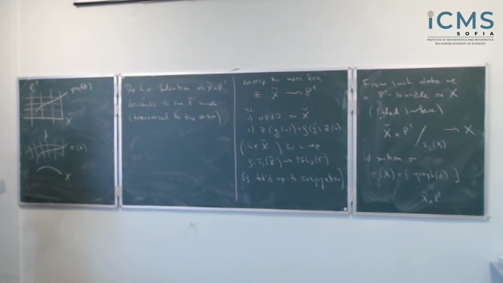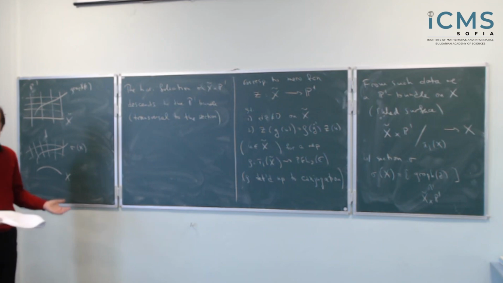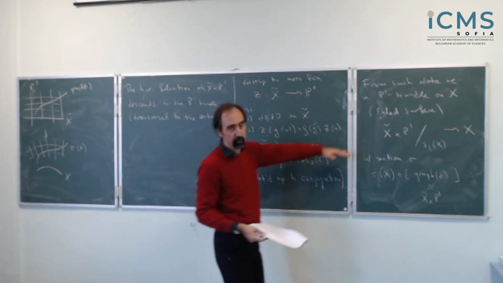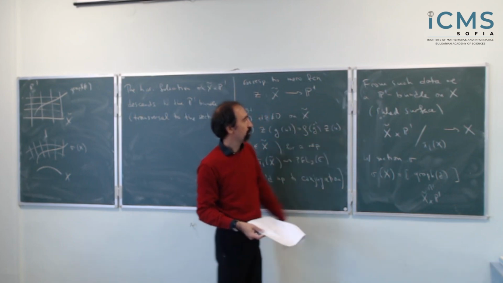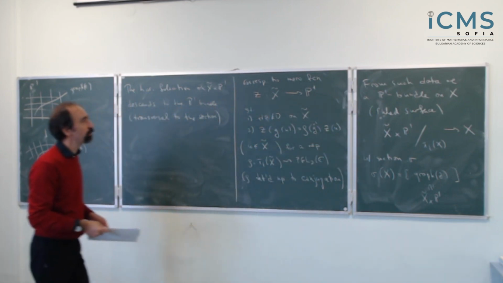So we have just a couple of additional remarks. This is another way of seeing the same data. We have the class in H1 of PGL2, which gives us a P1 bundle. Here's how you think of the P1 bundle sort of geometrically.